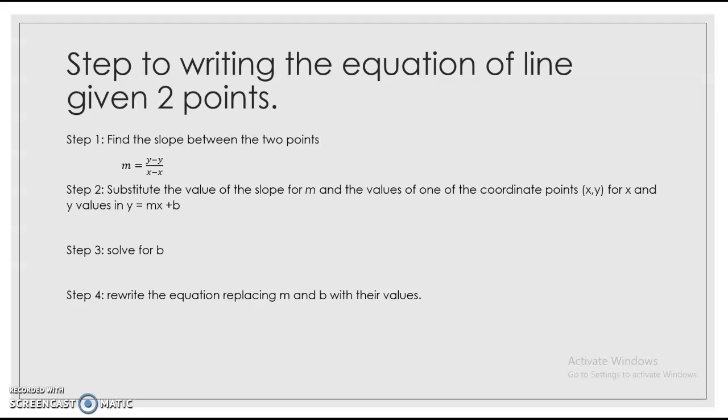Step 2, we're going to substitute the value of the slope, which is our m, and the values of one of our coordinate points. Remember, a coordinate point is x comma y. We're going to choose one of our coordinate points. It doesn't matter which one, because they're both part of this line, so they'll both give us the same answer. So substitute the value of m and the values x and y from our coordinate point into our slope-intercept form. Step 3, we'll solve for b, and step 4, we're going to rewrite the equation y equals mx plus b by replacing m and b.